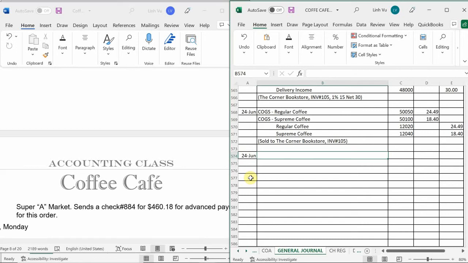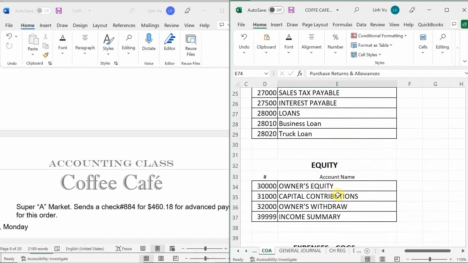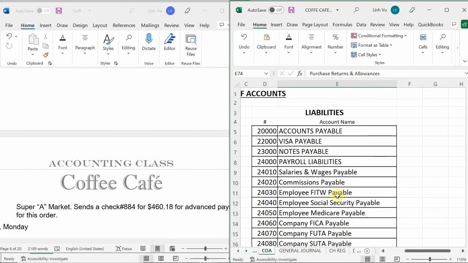Excellent, right? We owe them services, because they paid us money in advance for services we haven't even completed yet. That means we owe them service. So let's take a look at my chart of accounts if it's a liability. Let's see. Okay. Obviously, it's not accounts payable, because that's when we owe people money.